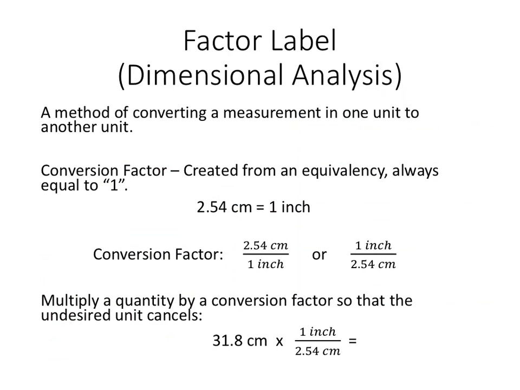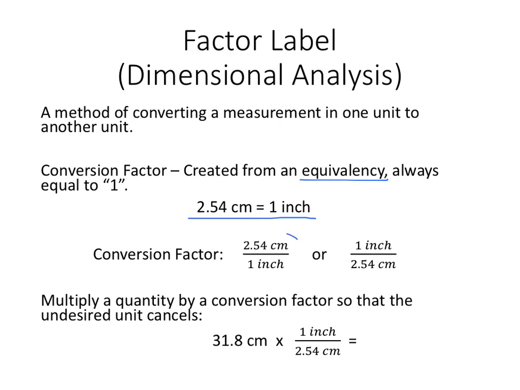Start with factor label. Your book and some other places call it dimensional analysis. We typically call it factor label. It's just a method of converting one measurement into another, from one unit into another. We need conversion factors created from an equivalency, and it's always equal to 1. So the equivalency here we're going to use is 2.54 centimeters is an inch.